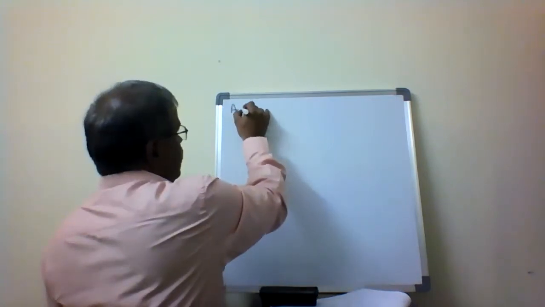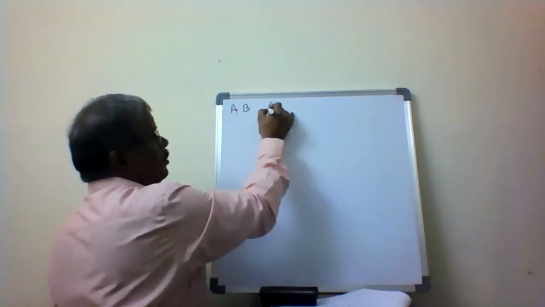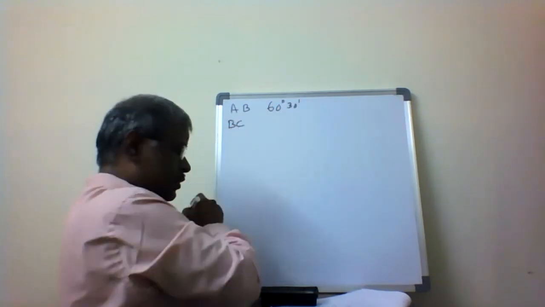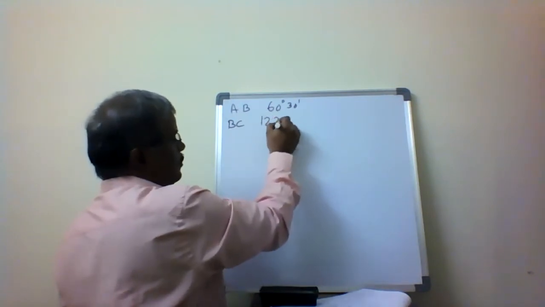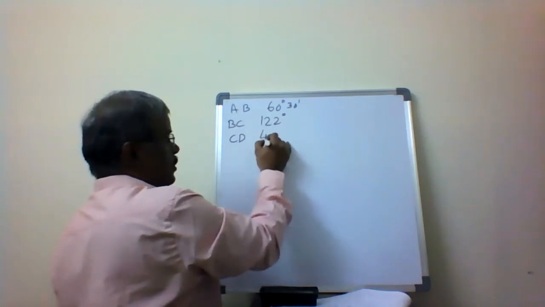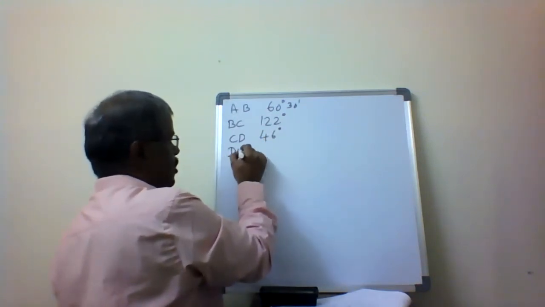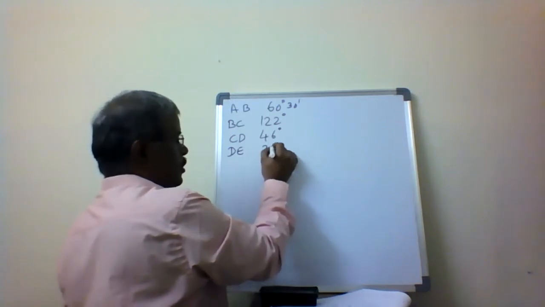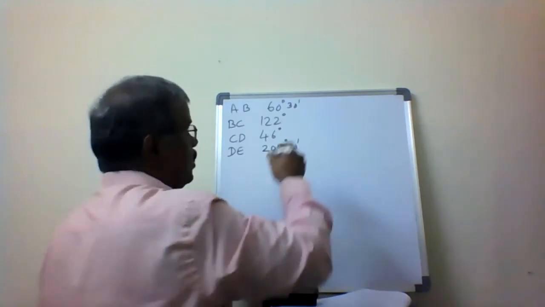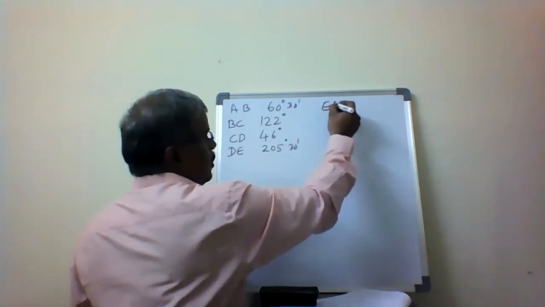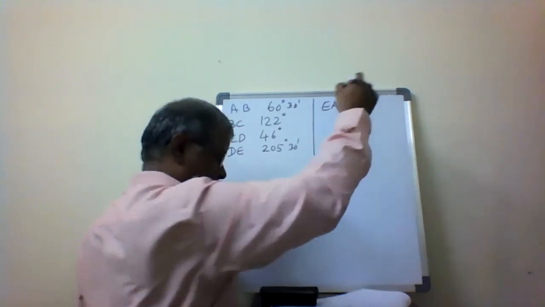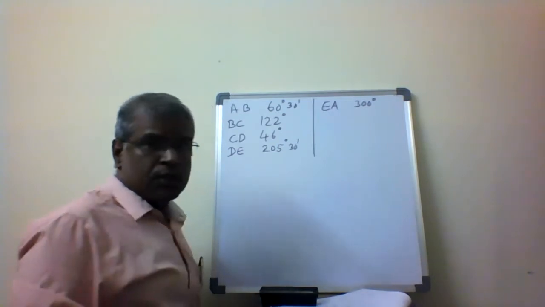Now AB is 60 degrees 30 minutes. BC is 122 degrees. CD is 46 degrees. DE is 205 degrees 30 minutes. EA is 300 degrees. So this is the problem.